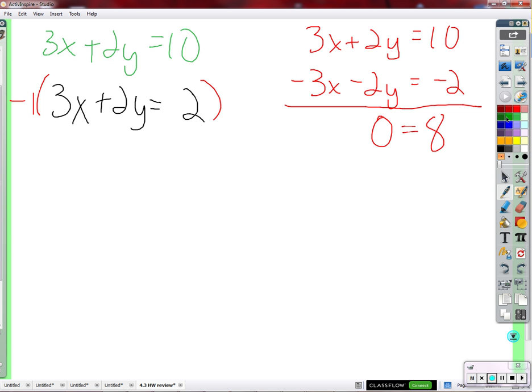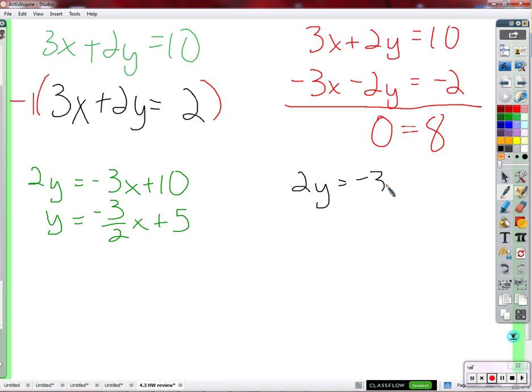I'm going to rewrite in slope-intercept form, y equals mx plus b. This first one, I'll write it in green so that it's color-coded. I'll subtract 3x from both sides and get 2y equals negative 3x plus 10. Divide by 2 on both sides, y equals negative 3 halves x plus 5. All right, now I'll do the one in black. Subtract 3x from both sides, so again we get 2y equals negative 3x, just like before, but plus 2. Divide by 2 on both sides, get y equals negative 3 halves x plus 1.